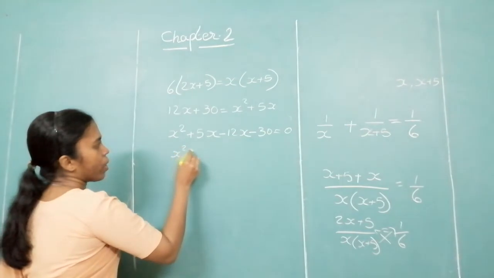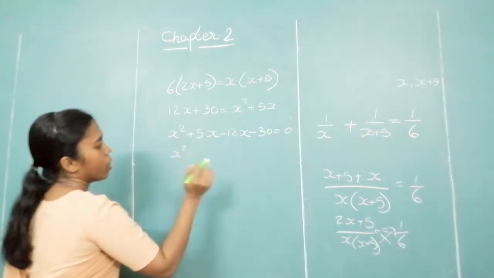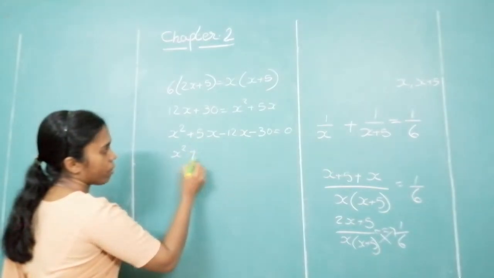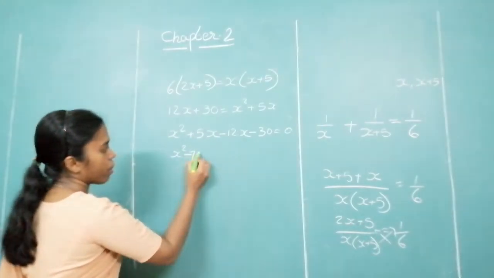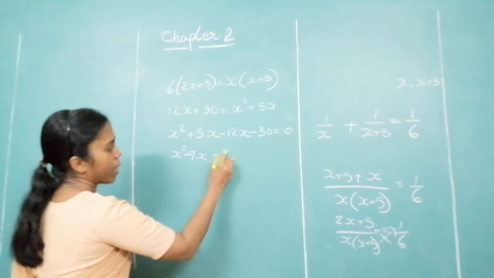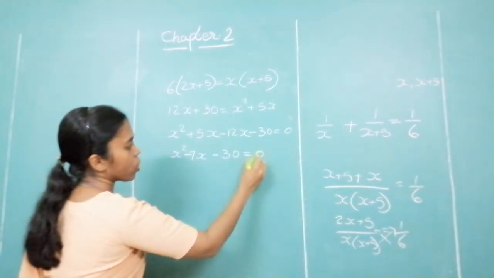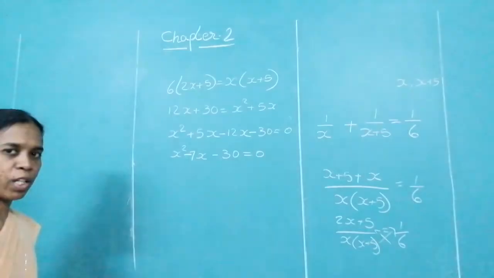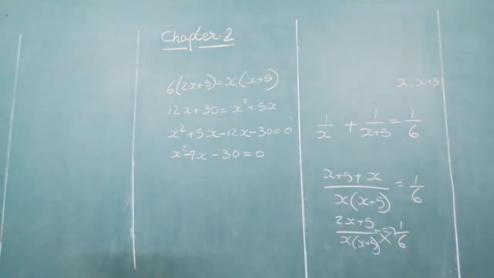That is x square plus, when the signs are different, subtract the numbers. So you have 7. Put the sign of the greater number, minus 7x minus 30 is equal to 0. So this is your equation. Solve it and get the value of x.